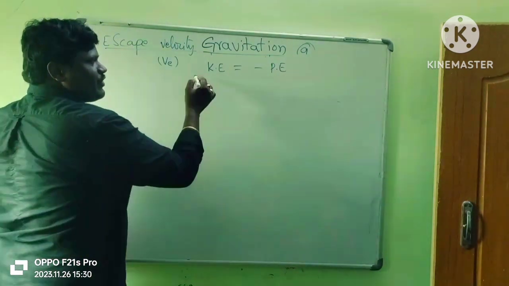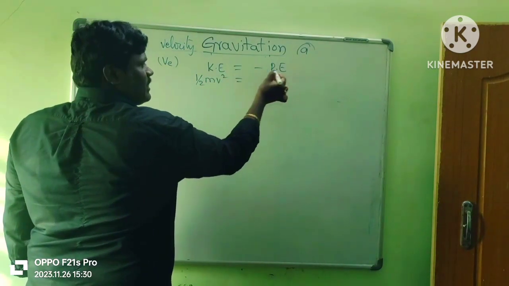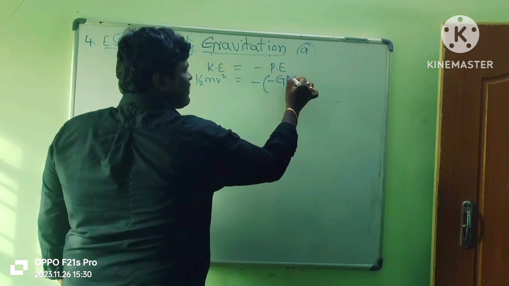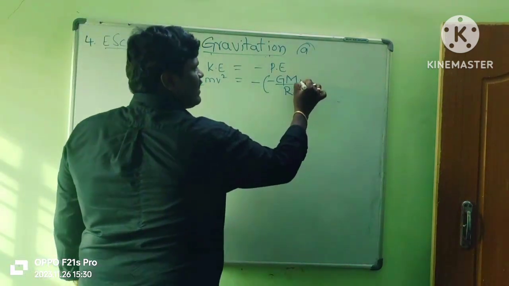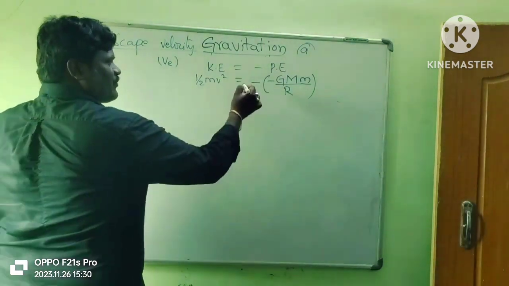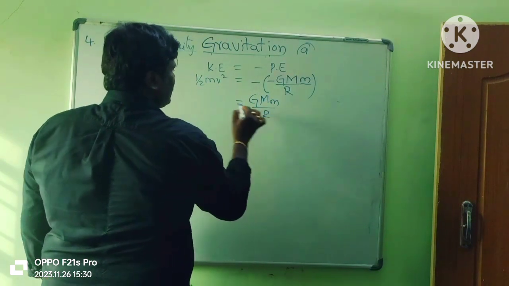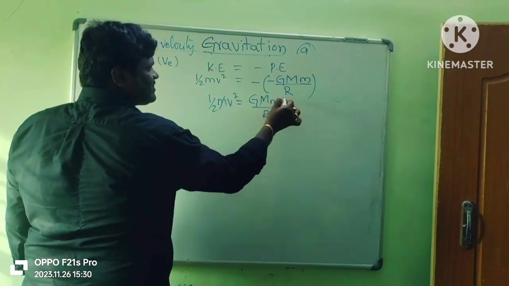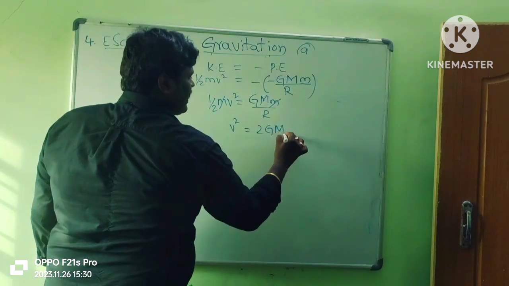Based on that, we write this formula. We know that the kinetic energy is half mv square, and the gravitational potential energy is minus GMm by r. Previously we derived that equation. Now minus of minus is plus, so GMm by r is equal to half mv square. We can cancel this small m and small m. Then v square is equal to 2GM by r.